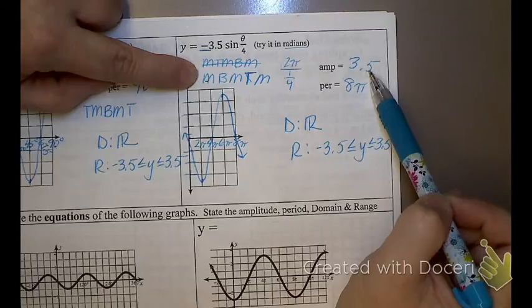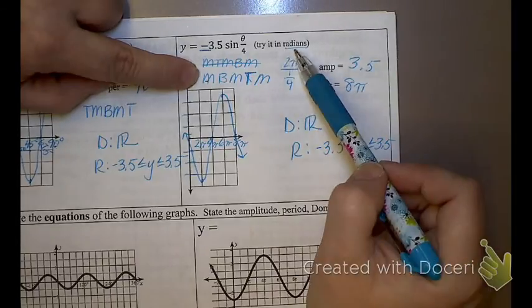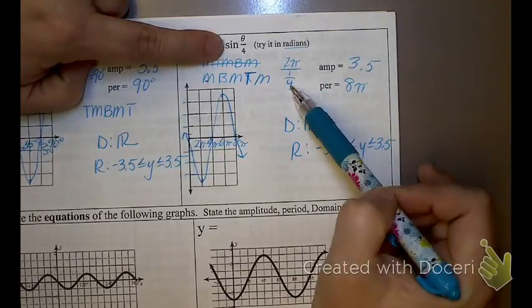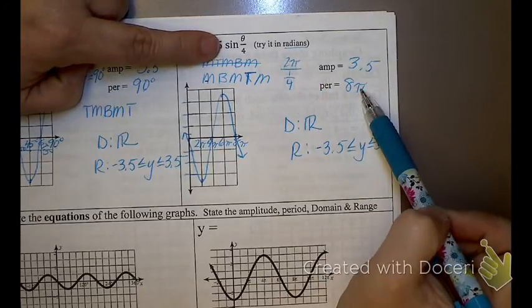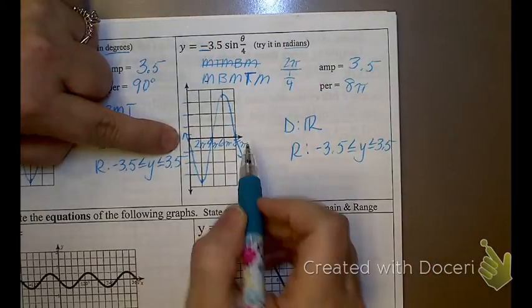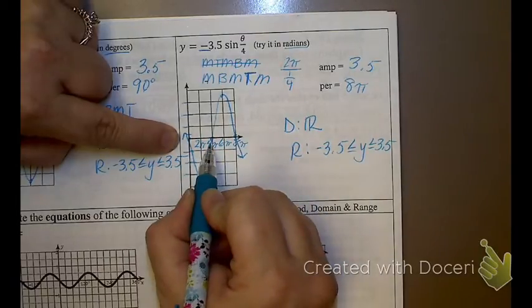3.5 is our amplitude. Again, it has to be positive. And then, since we're doing radians, 2 pi divided by 1/4 gives me a period of 8 pi. So I labeled my x-axis. This would be 8 pi. Half of that is 4 pi.